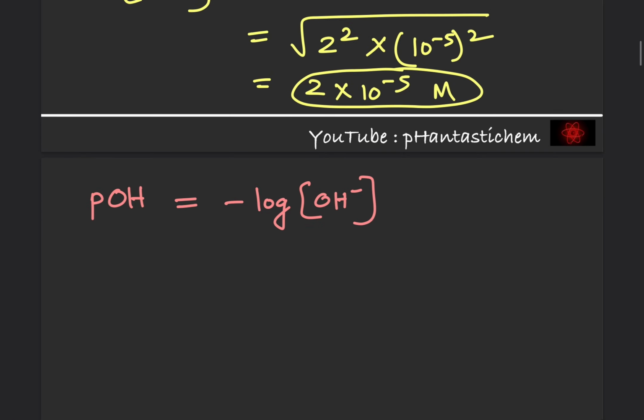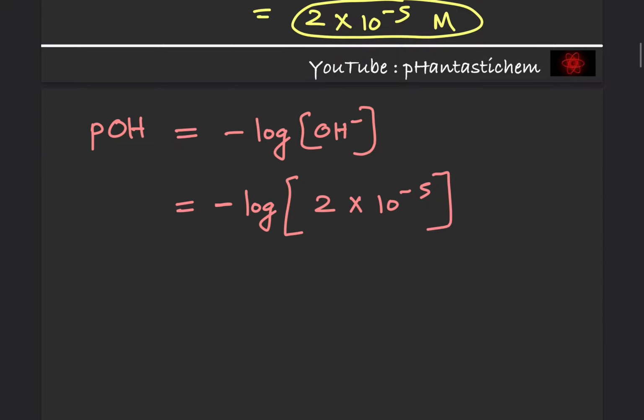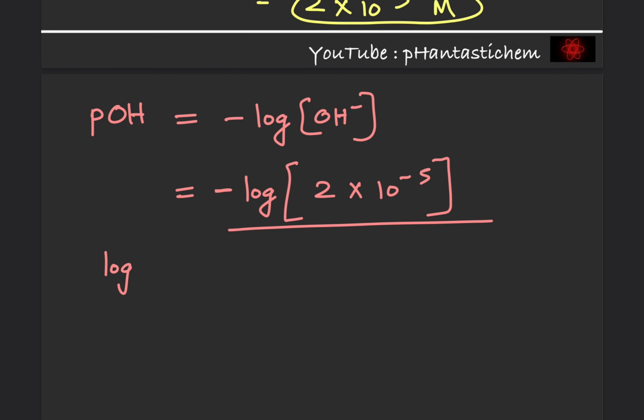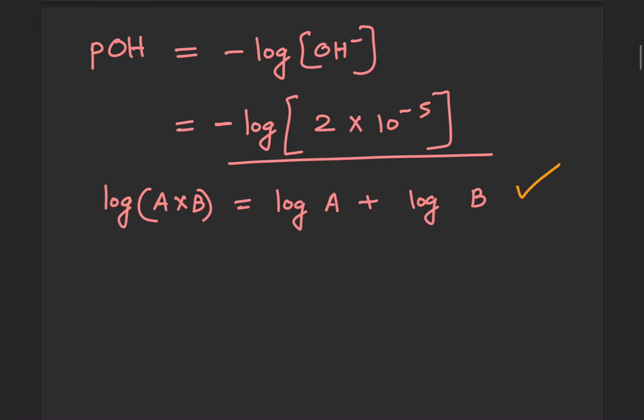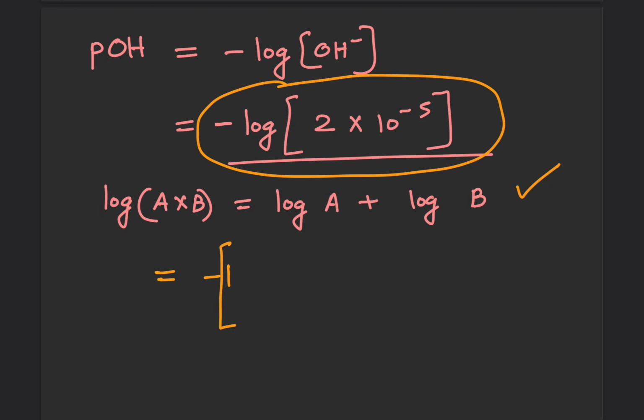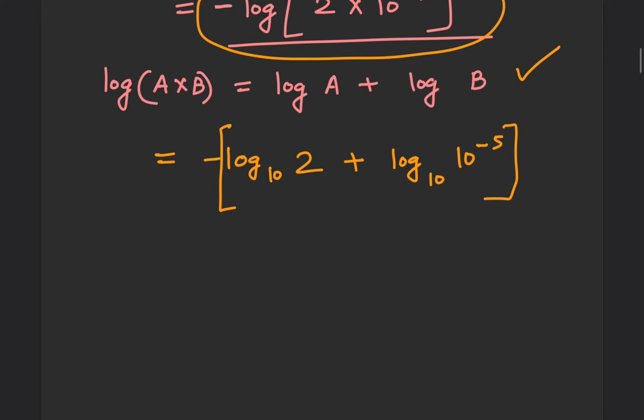We know the OH minus concentration. So pOH will be equal to minus log of 2 into 10 to the power minus 5. Right? So to solve this, we should know that log of A into B is equal to log of A plus log of B. Okay, very important. So therefore, using this identity, I can write this as minus of log of, obviously, base 10, 2 plus log of base 10, 10 to the power minus 5, right?